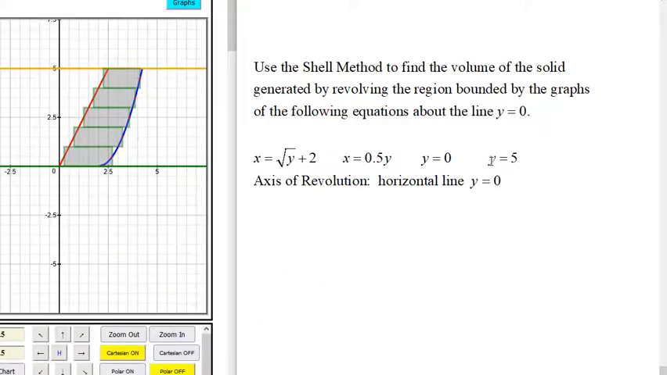So we have this region that's bounded by these graphs, and we want to revolve the bounded region around the horizontal line y equal to 0, or the x-axis. This is the graph for x equal to the square root of y plus 2. This is the graph for x equal to 0.5y. This is the line y equal to 0, and this is the line y equal to 5. So here's our bounded region, and we'll revolve it about this axis of revolution, the line y equal to 0, or the x-axis.